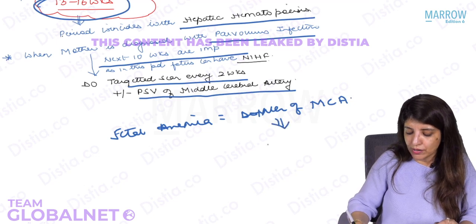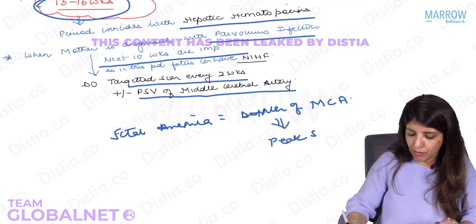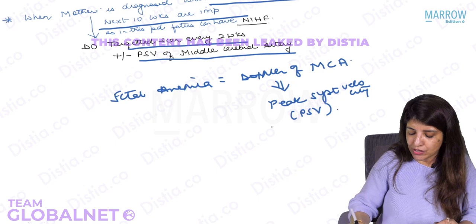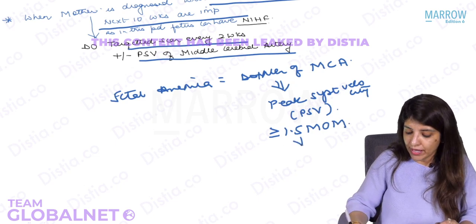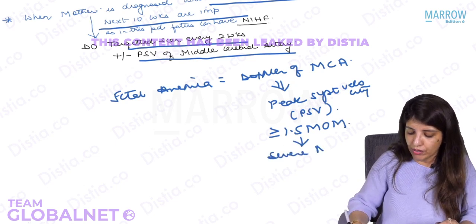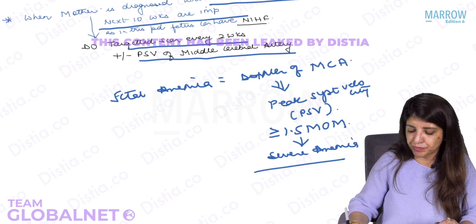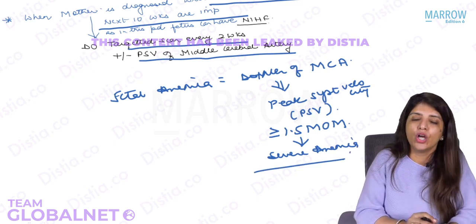And what do you see in this Doppler? You are going to see the peak systolic velocity. That is PSV. And if peak systolic velocity is more than or equal to 1.5 MoM, then that is severe anemia. Right?